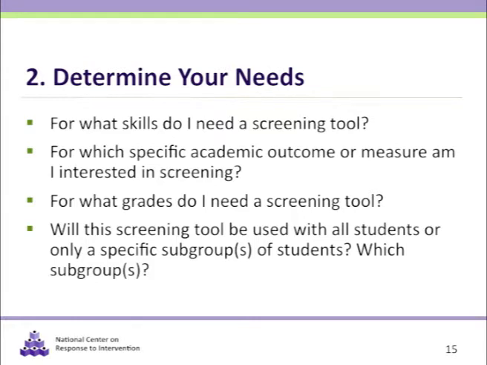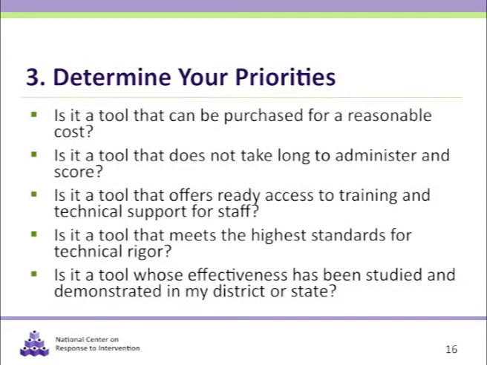For what skills do I need a screening tool? For which specific academic outcomes or measures am I interested in screening? For what grades do I need a screening tool? Will the screening tool be used with all students or a specific subgroup? If so, which subgroup? In addition to determining your needs for a screening tool, your team should also consider priorities.